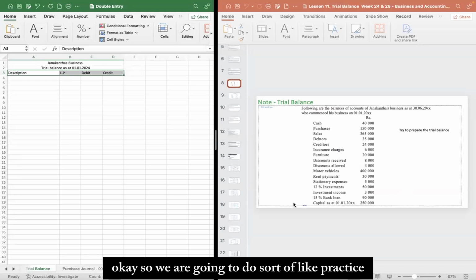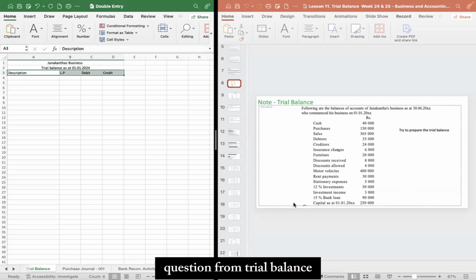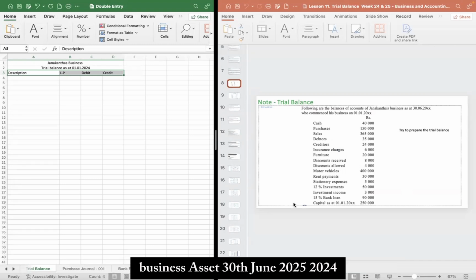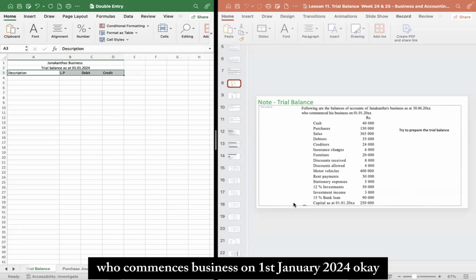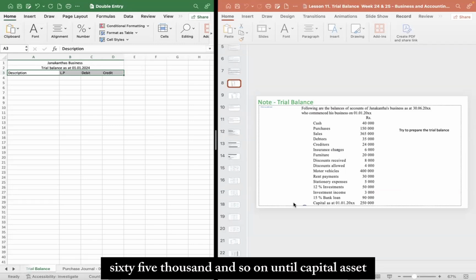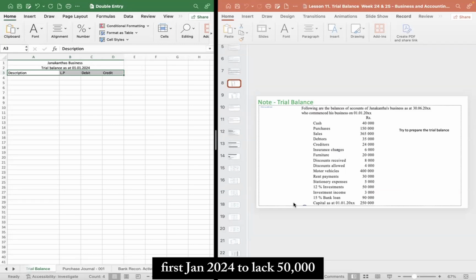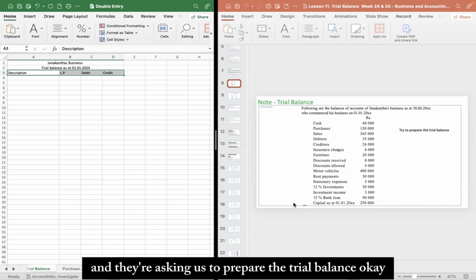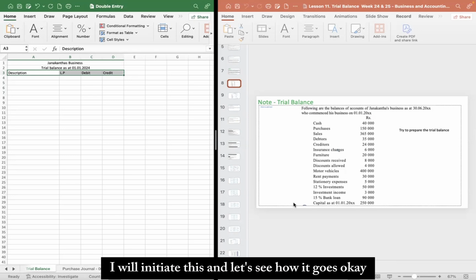Okay. So we are going to do a practice question from trial balance. Following are the balances of the accounts of Janakanta's business as at 30th June 2024, who commenced his business on 1st January 2024. They have given the balances: cash 40,000, purchases 150,000, sales 365,000, and so on until capital, 1st Jan 2024, 250,000. And they're asking us to prepare the trial balance. Okay, let's give it a try. I will initiate this and let's see how it goes.